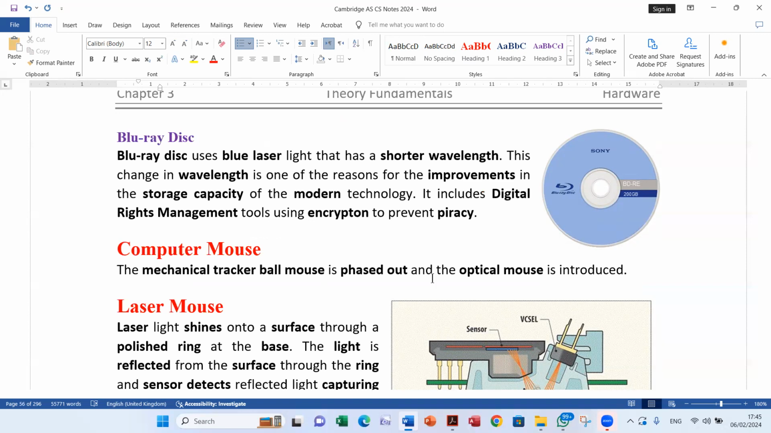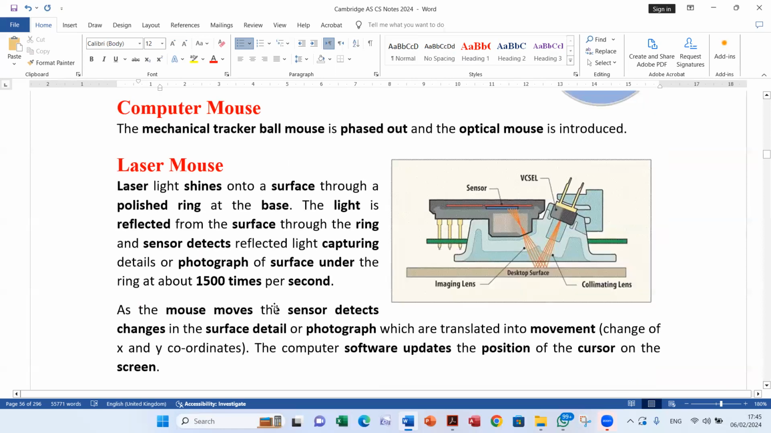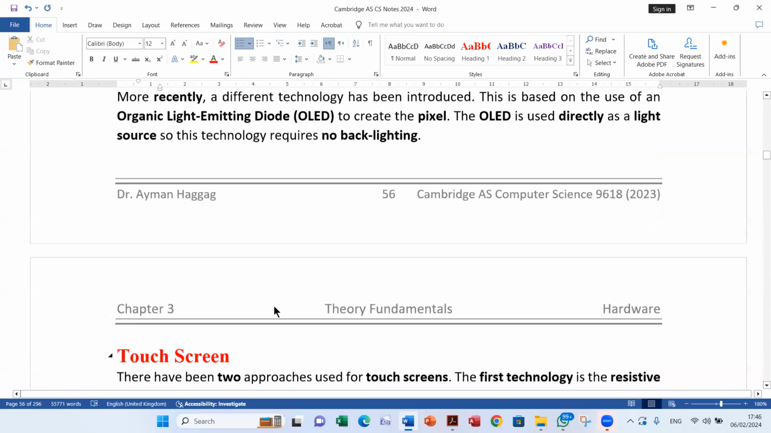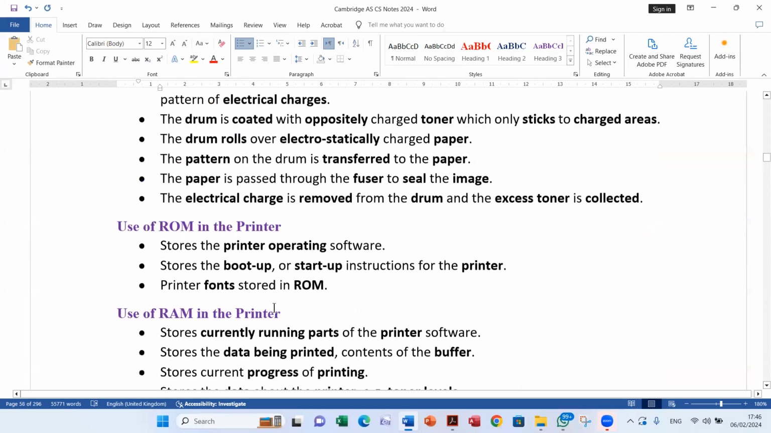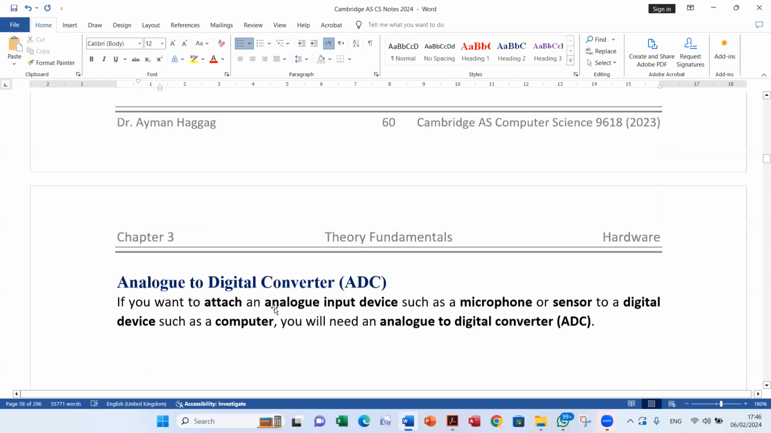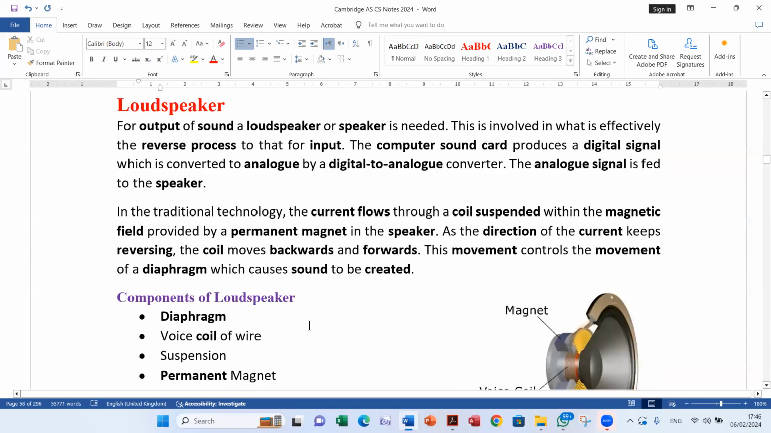It includes digital rights management, so you cannot pirate programs on the Blu-ray. They use encryption tools to prevent software piracy. Okay, so how far should we go? We shall study all these devices.